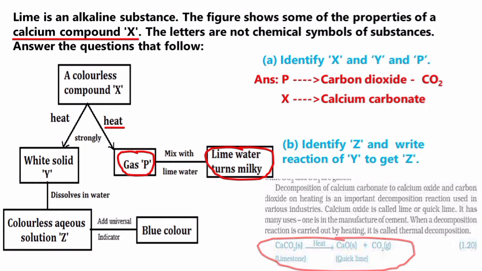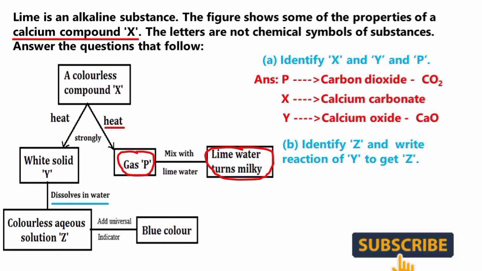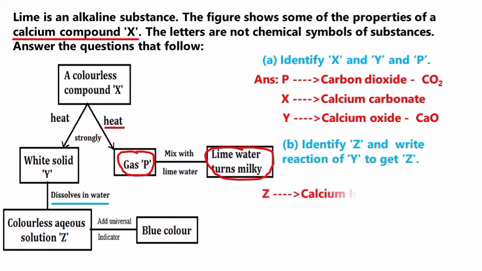So now we have got 3 chemicals. X is calcium carbonate, Y is calcium oxide and P is carbon dioxide. Now when Y is dissolved in water, that is when calcium oxide is dissolved in water, we know that it combines with water and forms the solution of calcium hydroxide. So Z is calcium hydroxide, Ca(OH)2. And calcium hydroxide is an alkaline or a basic substance, and that is why when it is added to universal indicator, it turns blue.